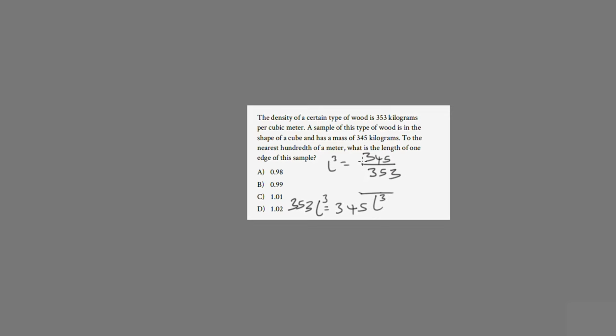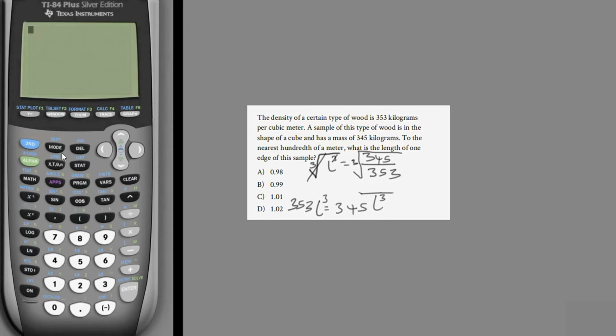So you cube root both sides, right? Cube root both sides. So this cube cancels this cube root, and our length will be the cube root of what we have. Let's grab the calculator and punch this in. To do the cube root, we press math, then this is cube root. Let's press enter. Cube root of what?